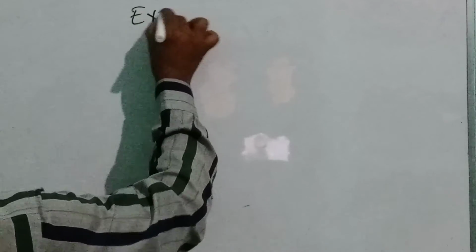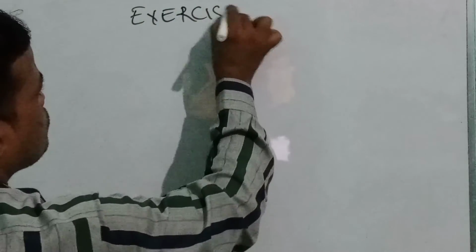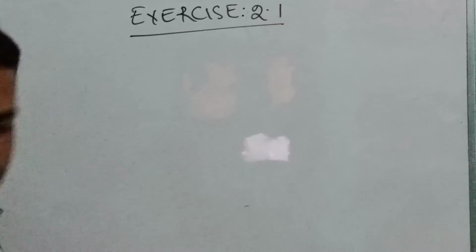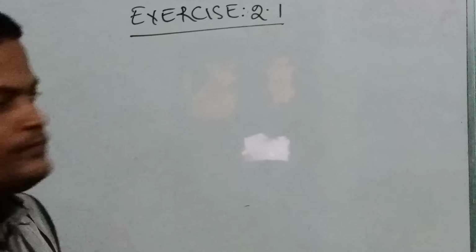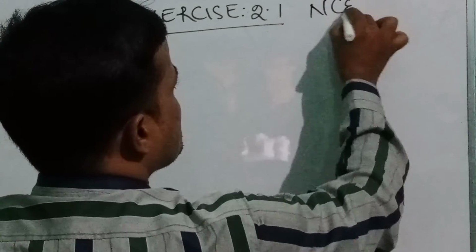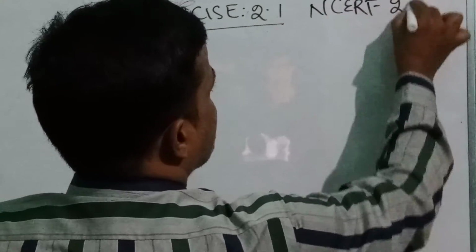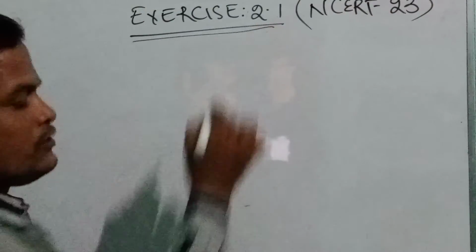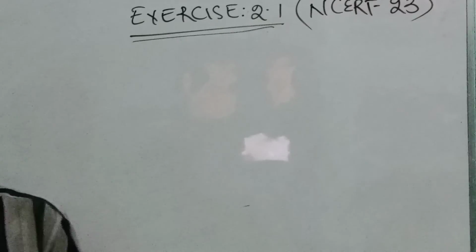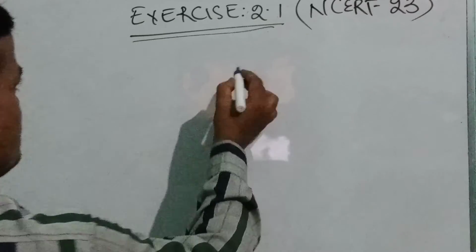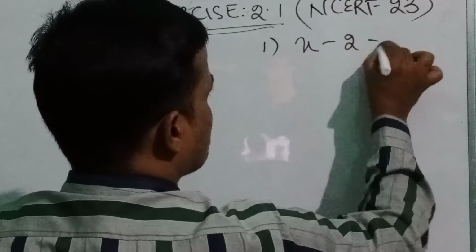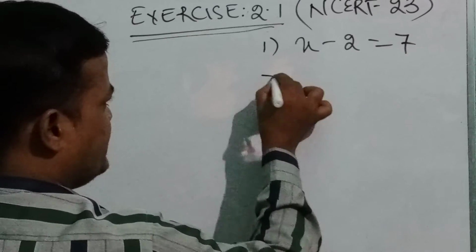Let us come to Exercise 2.1, page number 23, NCERT. Question number 1: solve the following equations. Number 1 is given: x minus 2 equal to 7. Very easy. So let us see.